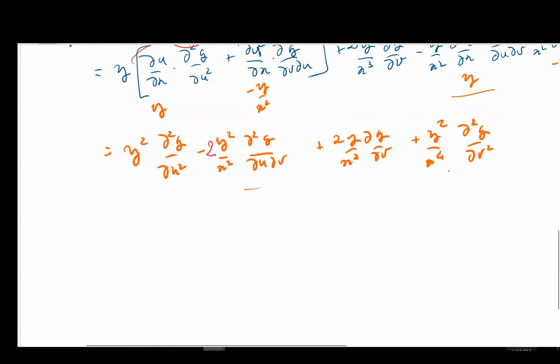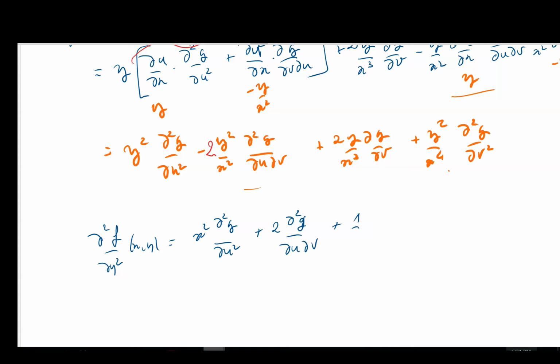You should do the same thing for the partial derivative of the second order for d²f over dy². You will take some time at home to redo the calculations, and you should find that if you perform exactly the same kind of calculations, it's going to be equal to x² d²g over du² plus 2 times d²g over du dv plus 1 over x² d²g over dv². That was a slightly simpler one because the derivative according to y of v is much simpler.